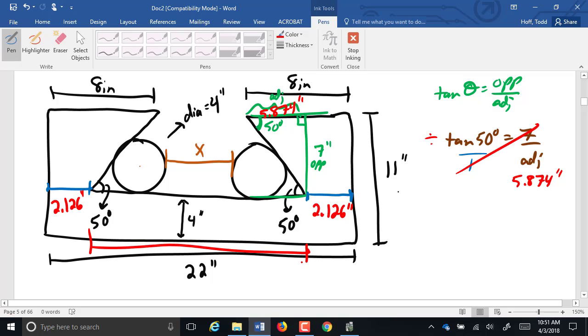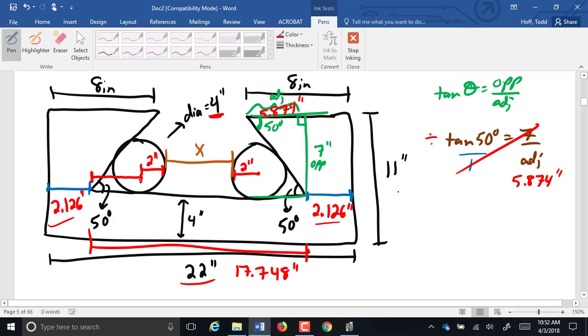Which means that from here to here is 17.748 inches. Correct? 22 minus the 2.126 twice. So that's 17.748 inches across there. We know that from here to here is how far? 2 inches, right? Half of the diameter. So that's 2 inches there as well.